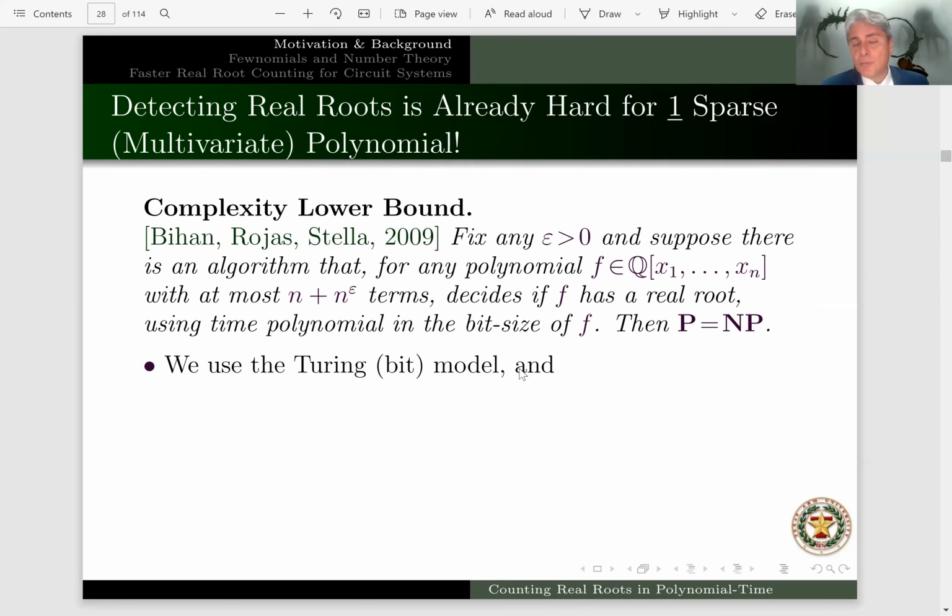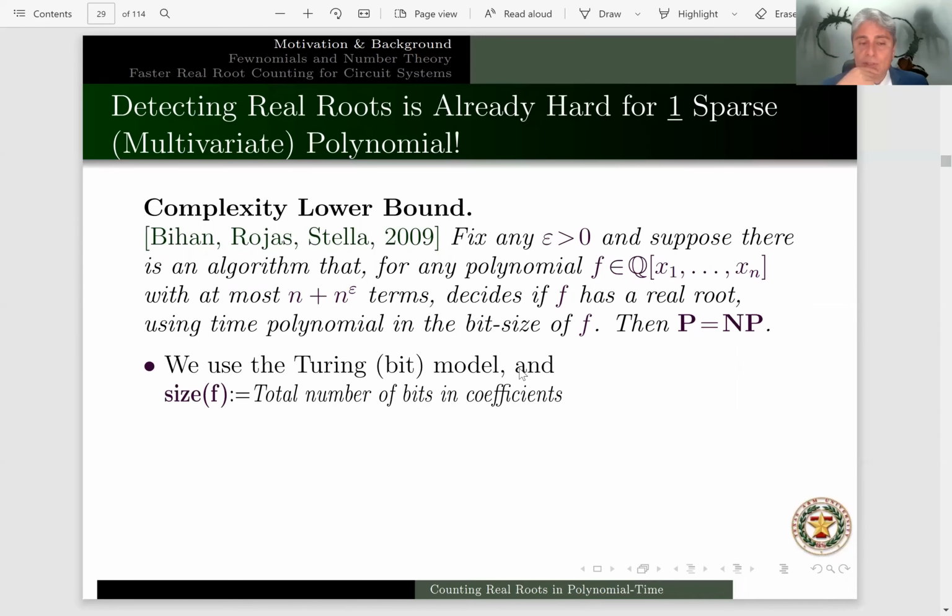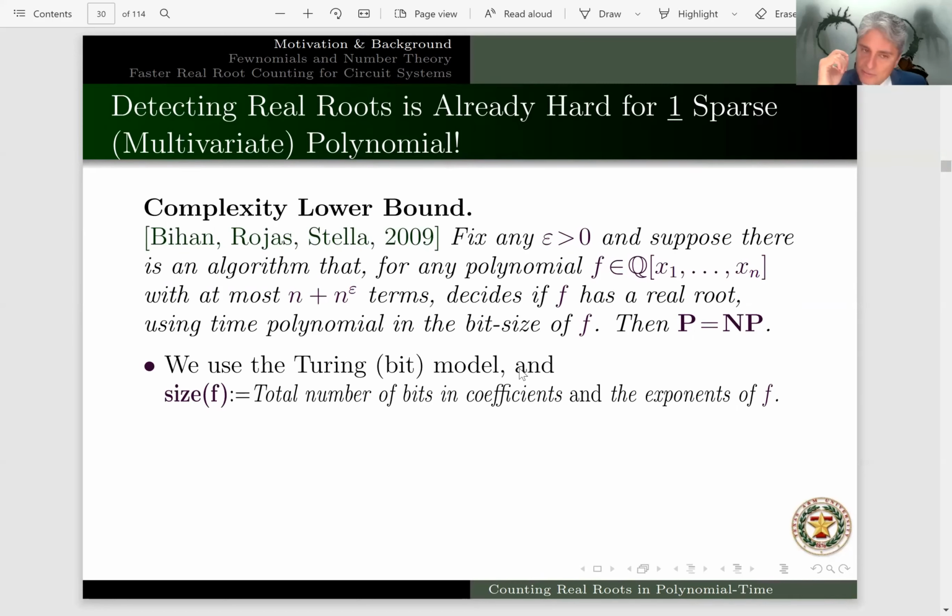First of all, we're using the Turing model. So throughout this talk, I'm going to be talking about bits. So bit sizes of inputs and bit operations. So this is how I measure time. And I'm going to be using a certain notion of size for a polynomial. It's a pretty natural notion of size. So it'll be the total number of bits in the coefficients and the exponents of f. Okay. So in particular, this notion of size for a sparse polynomial is going to be logarithmic in the degree. So when I say polynomial time in this notion of size, it's going to be a pretty strong statement. I'm not cheating. I'm not talking about algorithms that are polynomial in the degree. I want algorithms that are polynomial in the log of the degree.